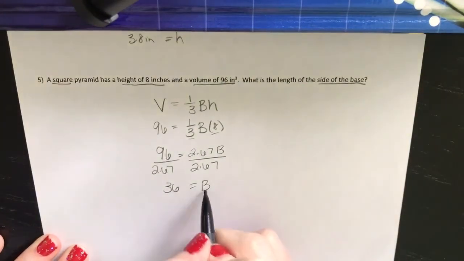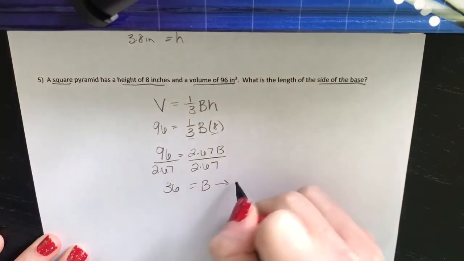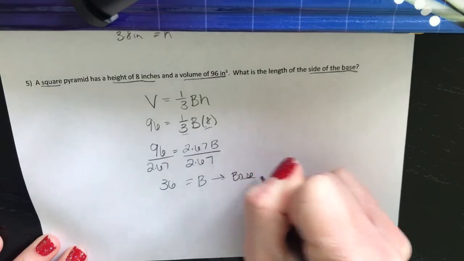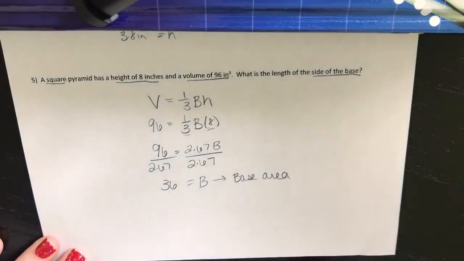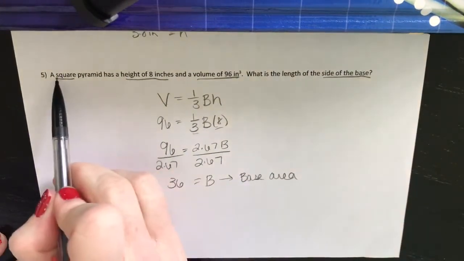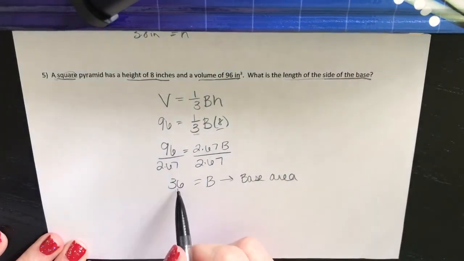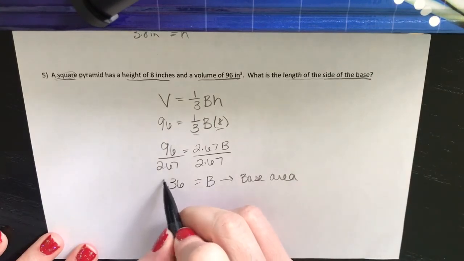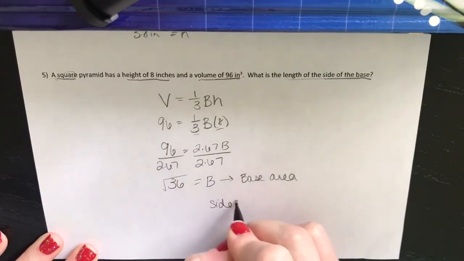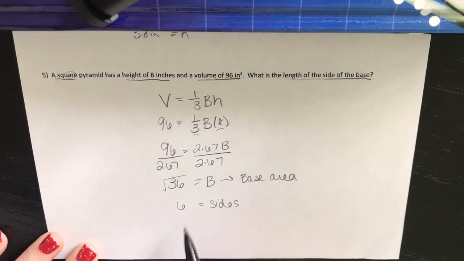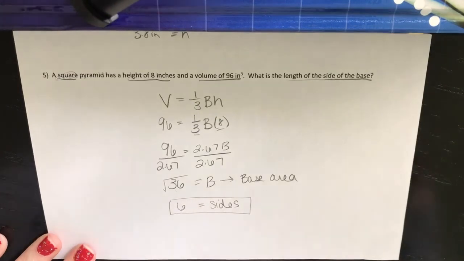So here's the thing. The capital B is 36, but you have to remember, this means base area, right? So because we have a square, the question is, what are the sides of the square that would give us an area of 36? So we have to square root this to get the sides to be 6. So the sides would have to be 6. 6 times 6 equals 36. So the answer for the last one is 6.